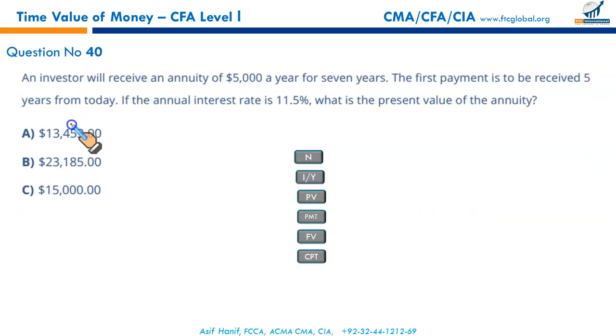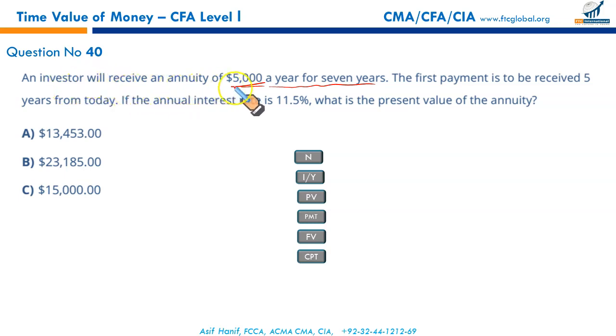Next, an investor will receive an annuity of $5,000 a year for 7 years. Now this is a good question. Difficult question, easy question, average question, they are all questions. You have to do it, whether it's simple or difficult. And this is a little challenging one.